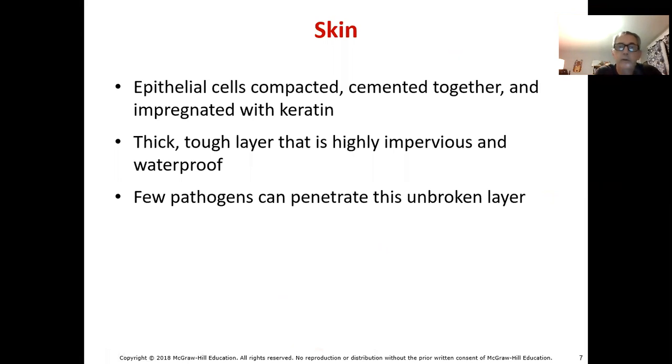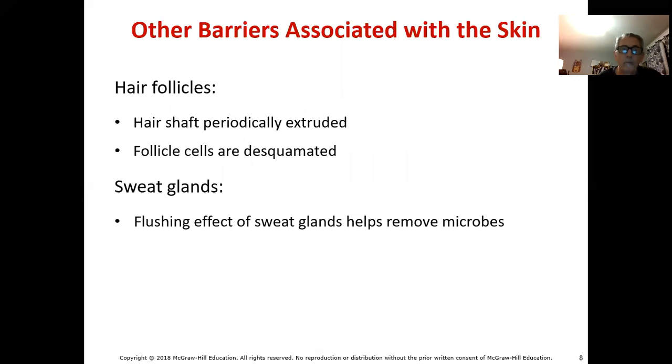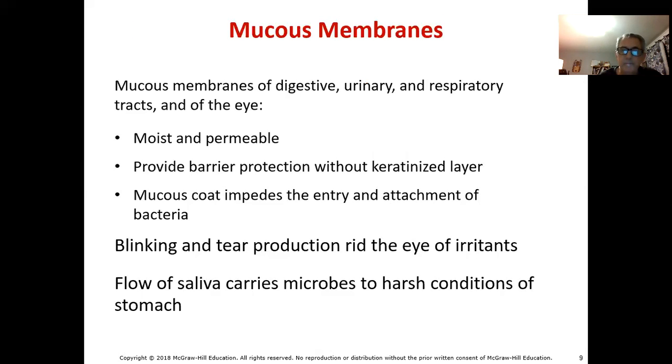So our skin epithelia is well compacted, cemented together, and has a protein called keratin, which provides a non-specific but resilient barrier. The thick, tough layer is highly impervious and waterproof. Few pathogens can penetrate unless the skin is broken. Hair follicles: the hair shaft periodically extrudes and follicle cells desquamate. Also our sweat glands offer a flushing activity to help remove microbes.